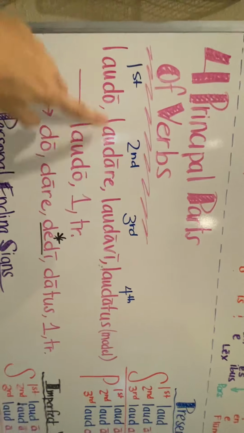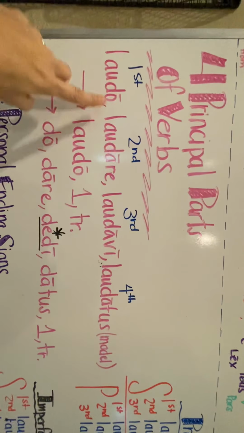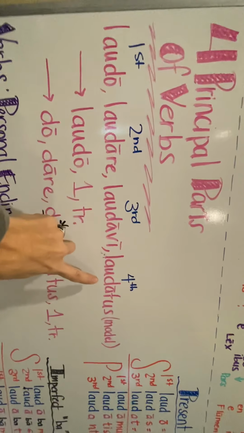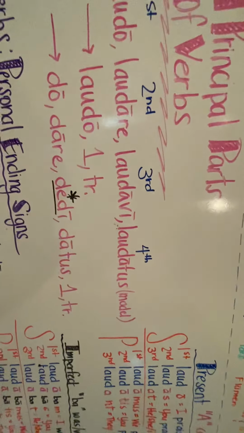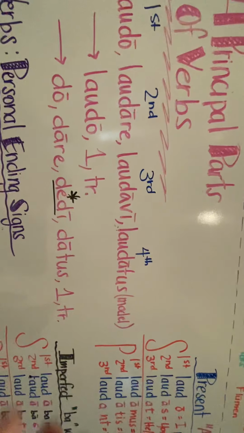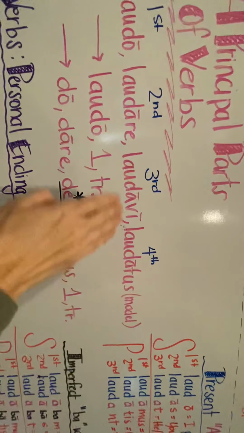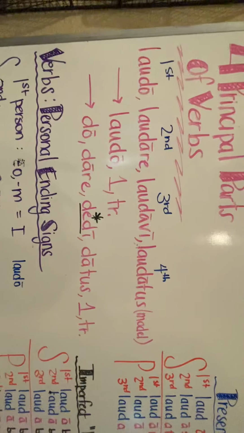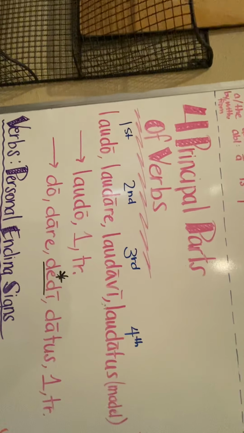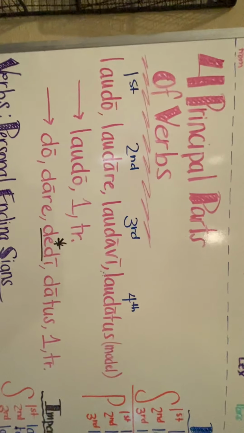I've got laudo, the first principal part, laudare, second principal part, laudavi, laudatus. Okay, and these are considered what they would call the model verbs. And oh, if I had my blue book, you will find those in the verbs section of the grammar book. Okay.